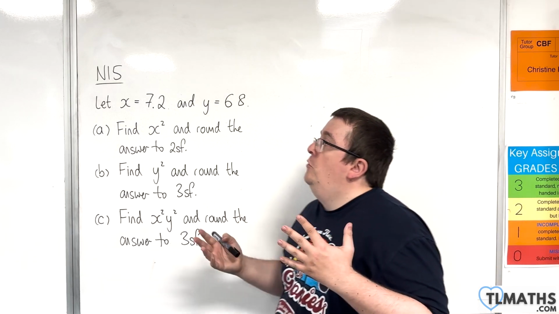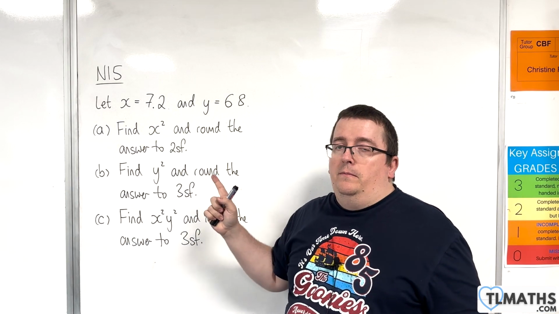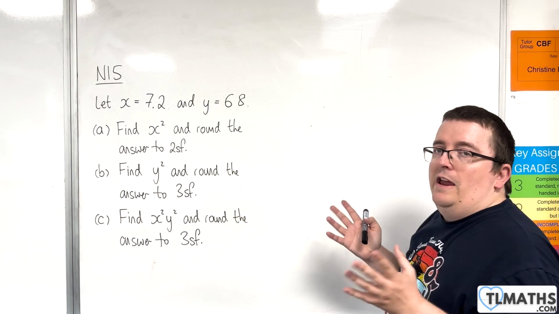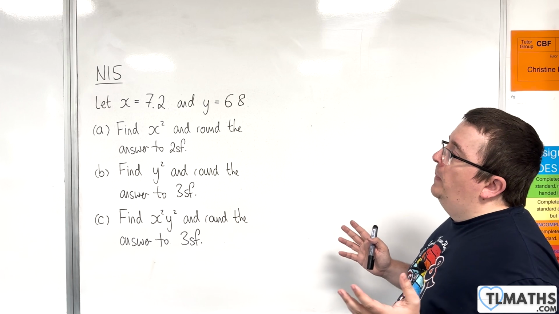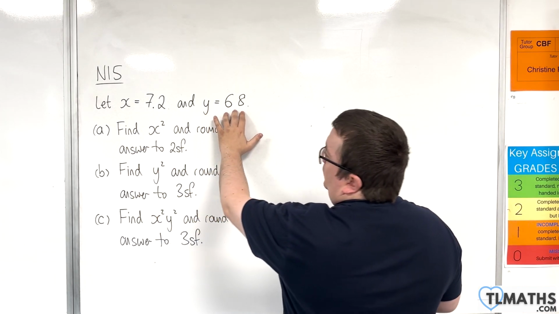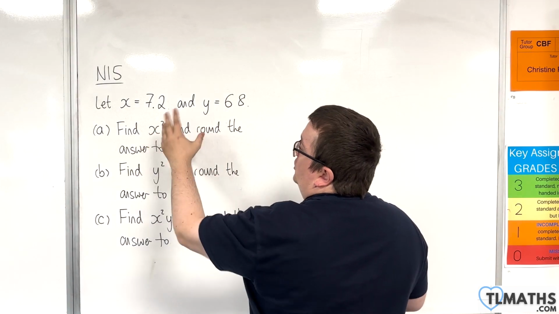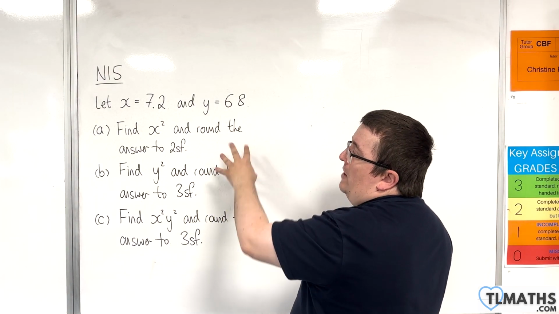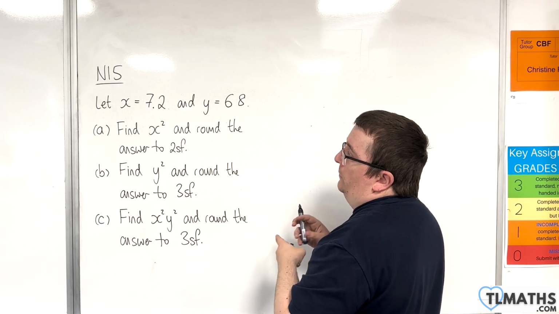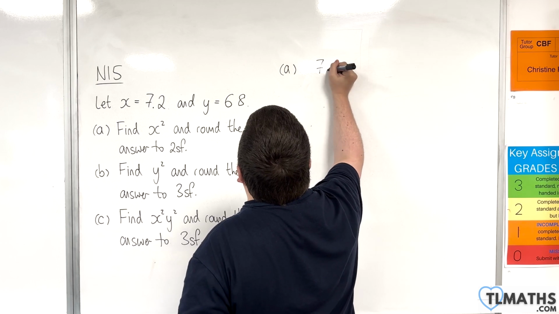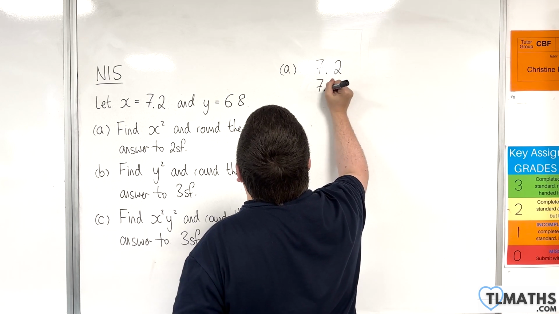Now, although there's a little bit of algebra here, it's fairly basic. It's just squaring and multiplying some numbers together. So we're going to let x be 7.2 and y be 68. The first question just says find x squared, so we're finding 7.2 squared, and we're going to round the answer to two significant figures. So all we need to do is multiply 7.2 by 7.2.